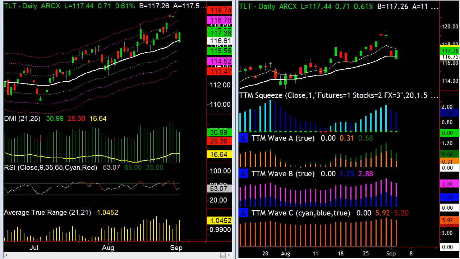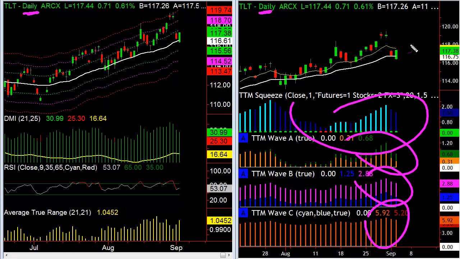For today, let's take a look at a couple of markets. One of my favorite ones this entire year, of course, being TLT. We've got two charts here, a daily chart and a daily chart. Here we just have the squeeze and the A, B, and C waves and the 8 and 21 EMAs. And over here we have the average true range at 1, 2, and 3 levels.